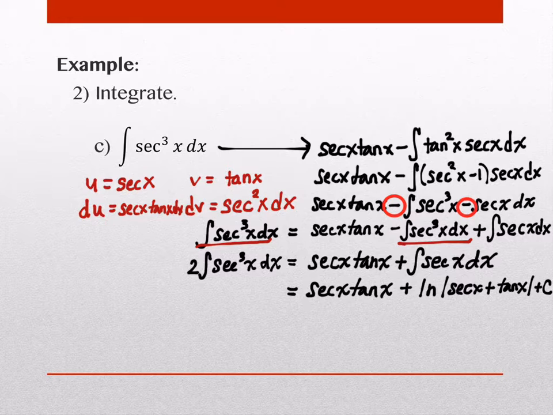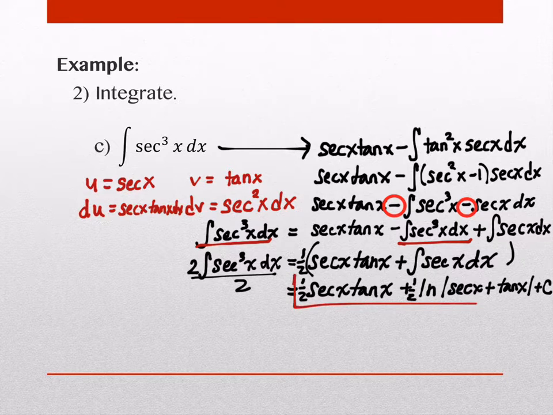And I need to do one more step before I'm done. What's it going to be? Yeah, I need to divide by 2, right? So that gives me a 1/2 in front of each of these terms. And aside from the fact that I've got it kind of crammed in there, it's finished. So I've got 1/2 secant x tangent x plus 1/2 the natural log of the absolute value of secant x plus tangent x, and then plus c. I don't really need to put a 1/2 in front of the c. It's not technically wrong. It's just not necessary because c is a constant that could vary anyway as to whatever you've got going on in the problem, right? So it's not needed.